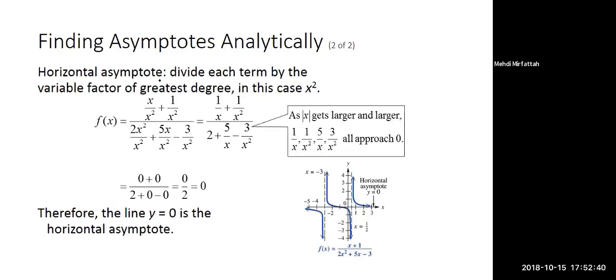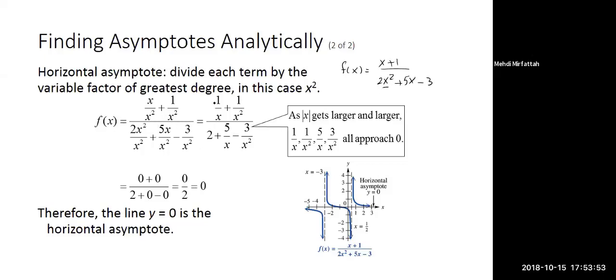Now, the horizontal asymptote can be found by dividing each term by x to the power of 2. Why x to the power of 2 here? Because if you look at your original equation, we had f of x equal to x plus 1 over 2x squared plus 5x minus 3. You look at the greatest exponent that you have here, which is x squared. We divide each term by x squared. If this were x cubed, you would divide each term by x cubed.